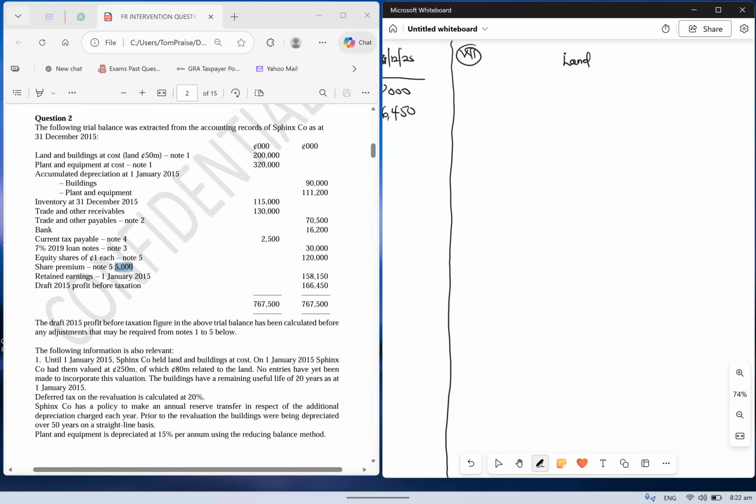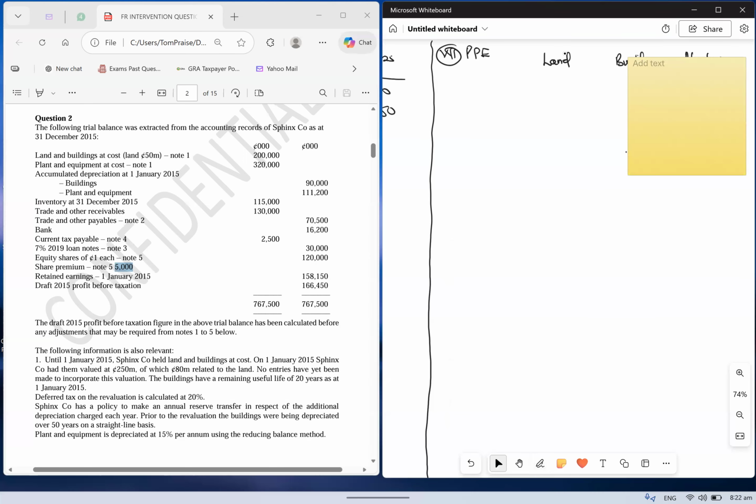So let's say land, this is a workings on PPE. Let's say building. And the next one will be the plant and equipment. So plant and equipment. All right. Now, all workings are in CDs and 30. So let the examiner know that.